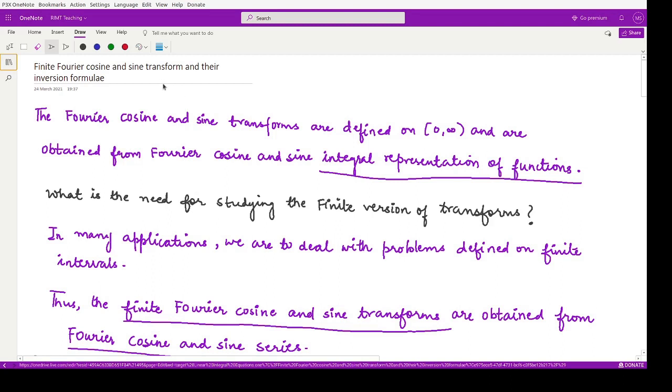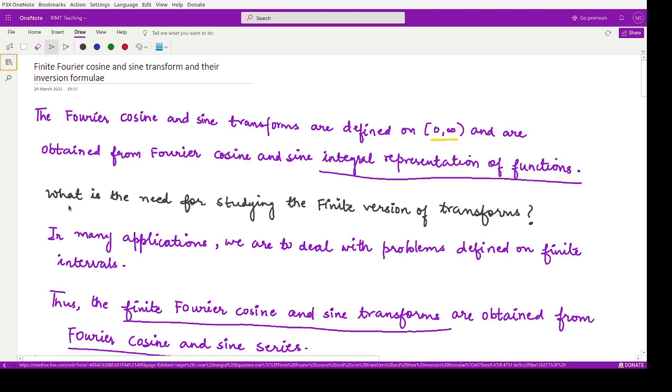Cosine and sine transforms and their inversion formulas. So we have studied until now the cosine and sine transforms in the real intervals, which are defined in the real half intervals, say from 0 to infinity. These are the functions that are defined.